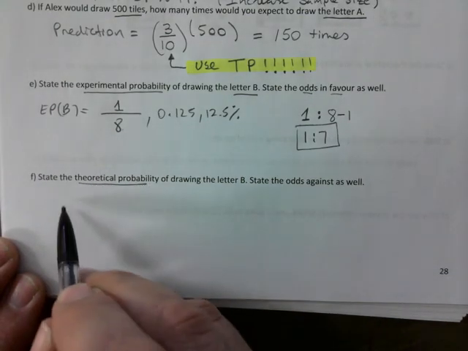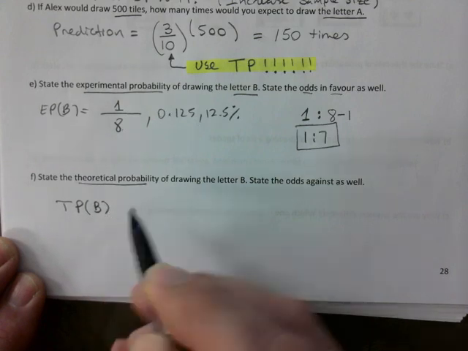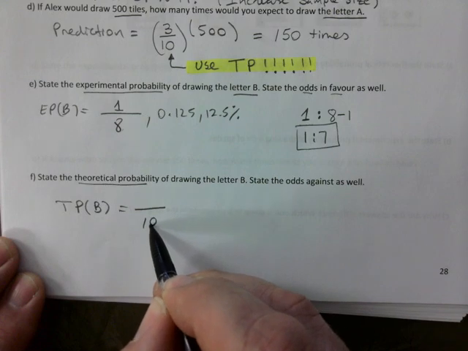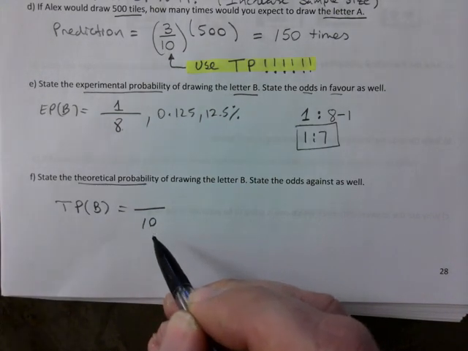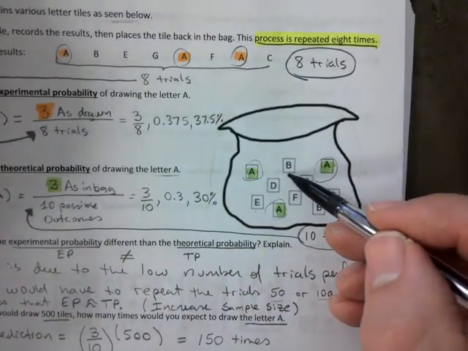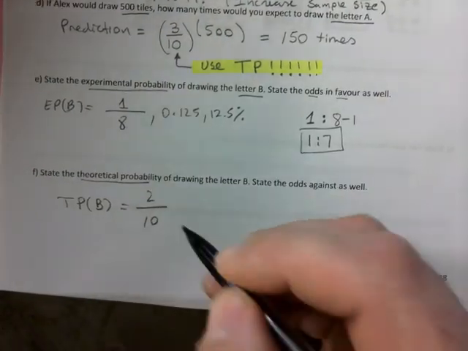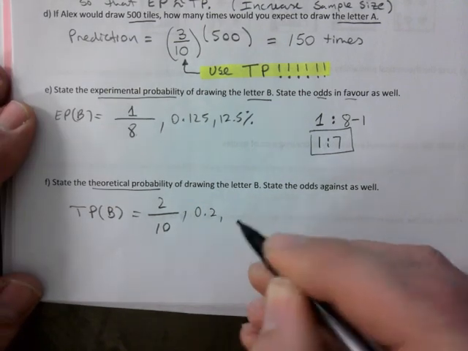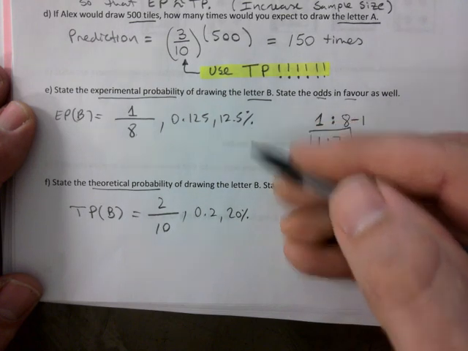The theoretical probability of drawing a B, we have 10 now, guys, right? Now it's theoretical, now it's based on what's in the bag. And how many B's are in there? I'm gonna go count. 1, 2, right? 2 of them. So that's 2 over 10, which is 0.2, which is 20%. And it's significantly different, right?